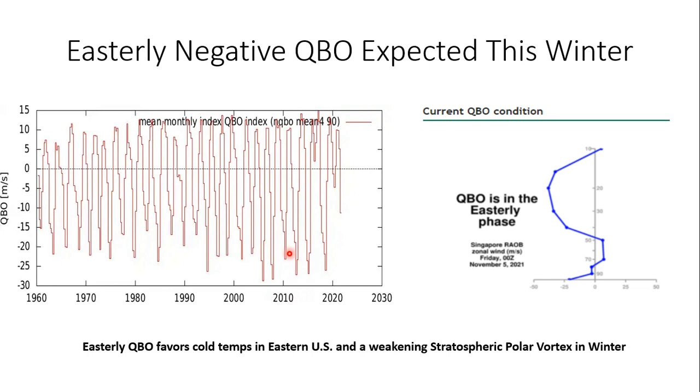Right now we're sitting in an easterly phase QBO. Whenever the values are negative, we're looking at an easterly phase QBO, a negative QBO. If the values are positive, that's a westerly phase QBO. The QBO is basically the stratospheric winds high up above the equator, and you'll notice a lot of ups and downs here, from positive phase and negative phase to positive phase and negative phase, going all the way back to 1960.